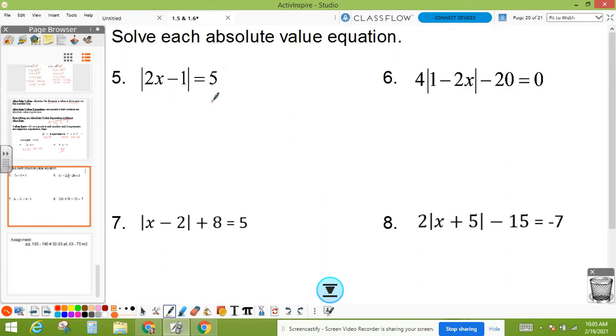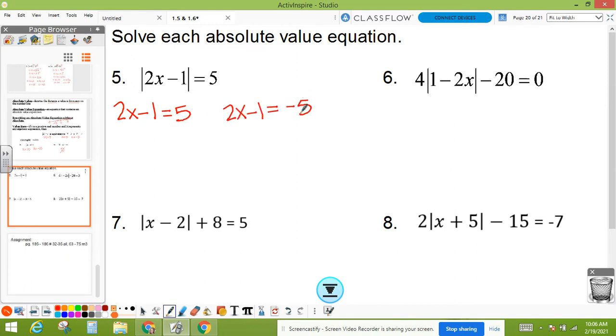All right, so we have to have absolute value by itself before we can make two problems. So if you need steps for this, step 1 is get the absolute value by itself. Then break it into two problems, solve both problems. So absolute value is by itself. So we're going to use the definition to separate it into two problems. So either 2x minus 1 was 5, or it was negative 5.